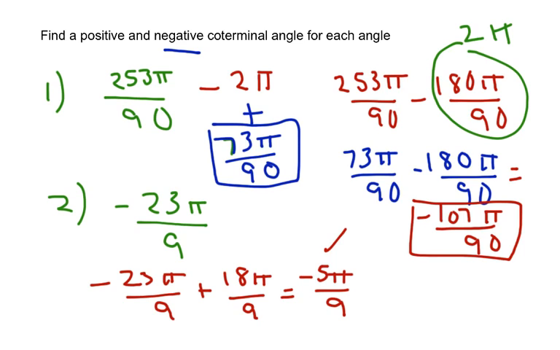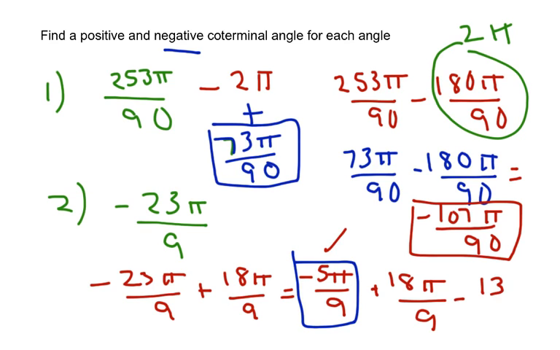And from here, I want to continue and add 18 pi over 9, and I'm going to get 13 pi over 9. So basically you're adding or subtracting 2 pi all the time. You have to change your denominator, and after you do these many times, it'll become easy.